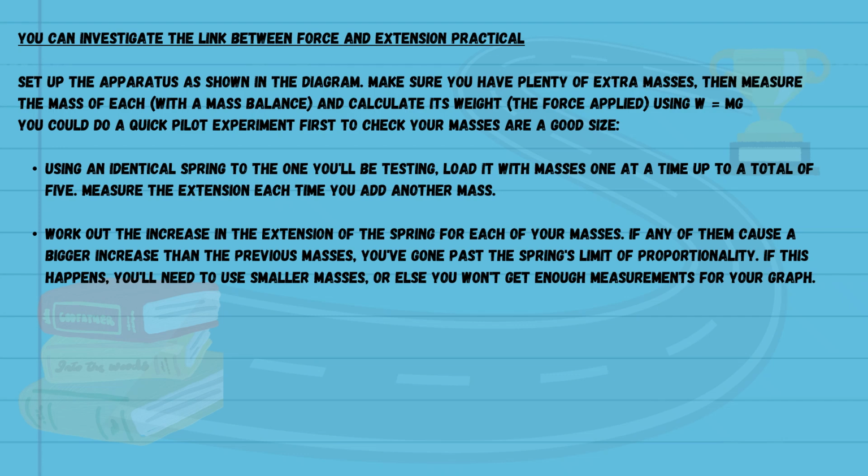Measure the extension each time you add another mass. Work out the increase in the extension of the spring for each of your masses. If any of them cause a bigger increase than the previous masses, you've gone past the spring's limit of proportionality. If this happens, you'll need to use smaller masses, or else you won't get enough measurements for your graph.